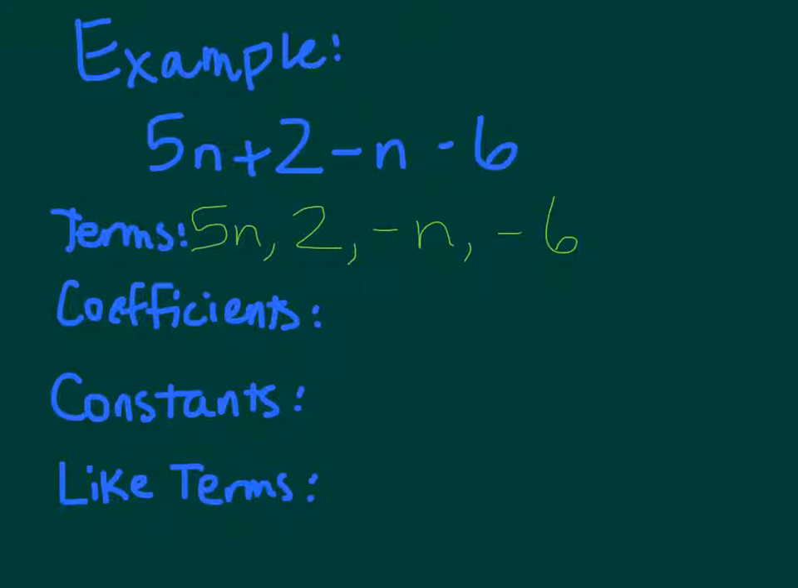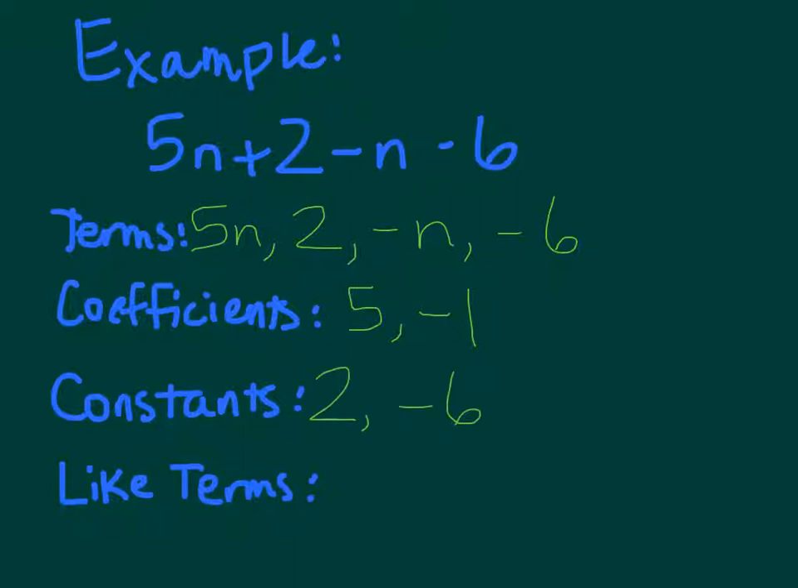All right, now I'm going to look for my coefficients. Remember, coefficients only happen if there is a variable. So this term right here has a coefficient. It is 5. The second term does not have a coefficient. It's just a 2. The next term, negative n, has a coefficient. There's no number there, but remember there's a 1, and so I put a negative 1. And then my last term, negative 6, does not have a variable, so there's no coefficient, which means that those two are my constants, 2 and negative 6.